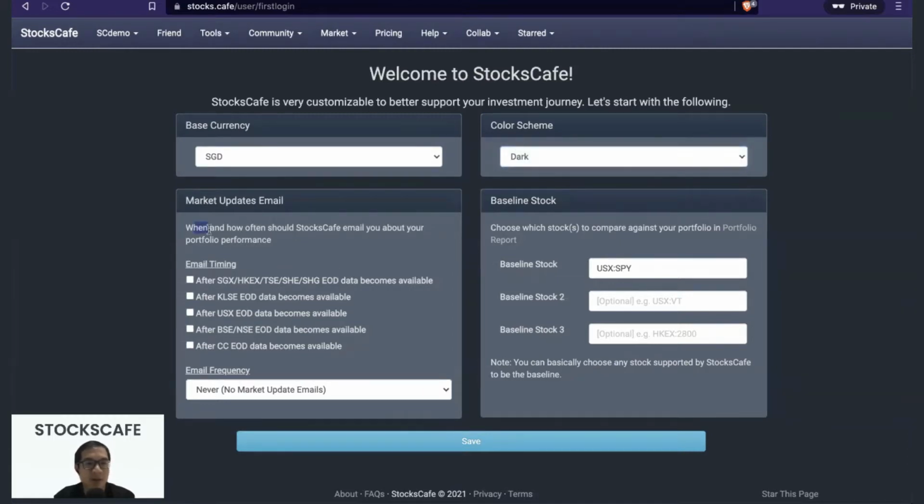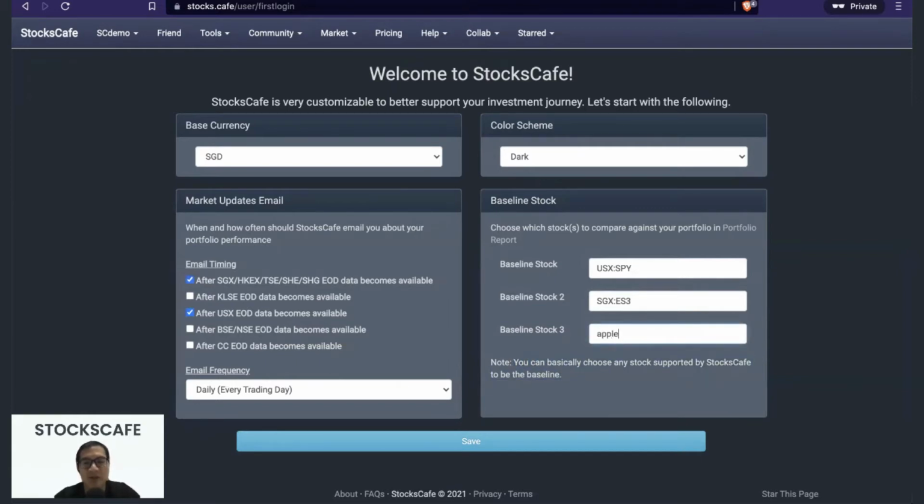Also choose when and how often Stocks Cafe should email you about your portfolio performance. For example, I invest mostly in the Singapore and US markets, so I would like to learn about my portfolio performance after the market closes, and I like Stocks Cafe to email me every day. This one is for you to choose which stocks you want to benchmark your portfolio against. Since I invest in the Singapore and US markets, I will choose SPY and also ES3. Basically, you can choose any stock supported by Stocks Cafe to be the baseline.